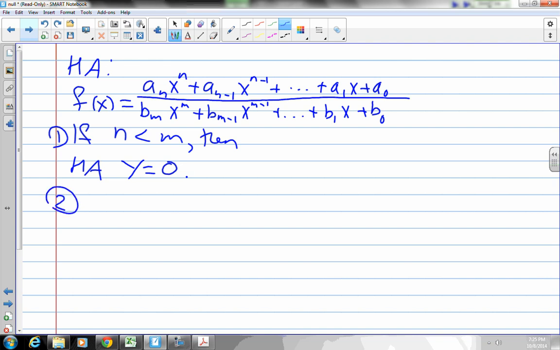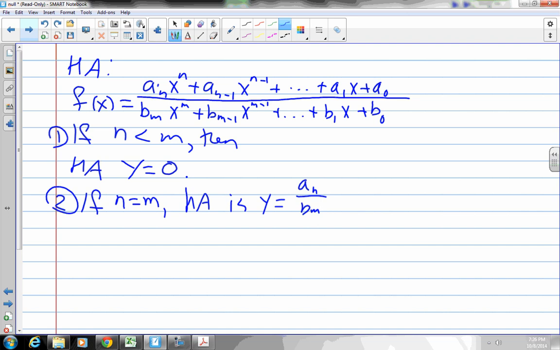In the second case, if the degrees are equal, then we're just left with the ratio of leading coefficients, whatever those 2 numbers are. So the horizontal asymptote is y equals a sub n over b sub m, the ratio of leading coefficients. If the degrees are the same, both functions grow at the same rate. You put 1,000, you'll get 2,000 over 3,000. You put 1,000,000, you get 2,000,000 over 3,000,000. So that ratio stays the same.